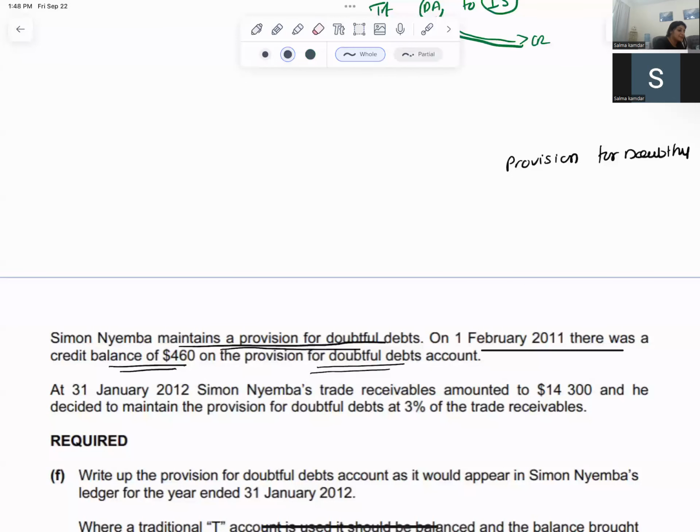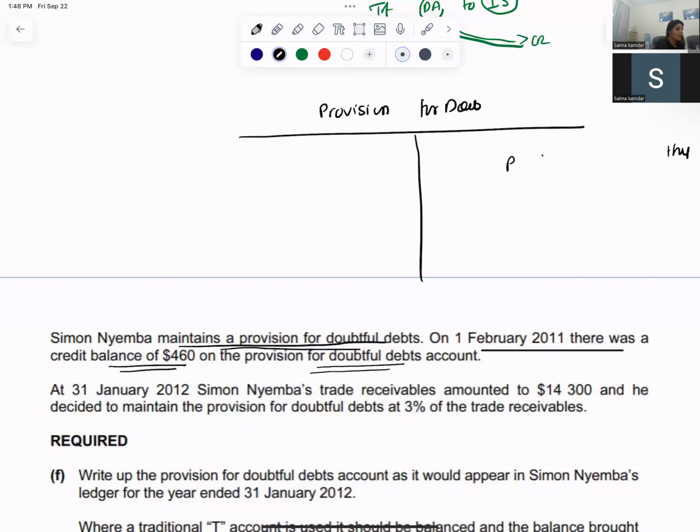Whenever we are making a provision for doubtful debts account, we follow the format of OCND. Old provisions on the credit side, so I will write balance brought down over here. New provisions on the debit side, so it will be balance carried down here.